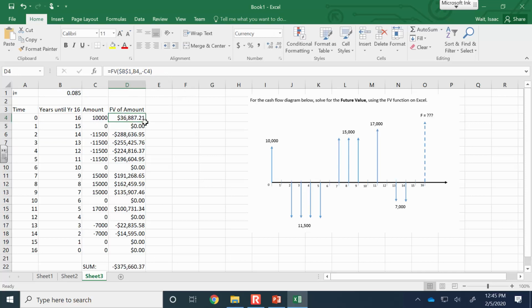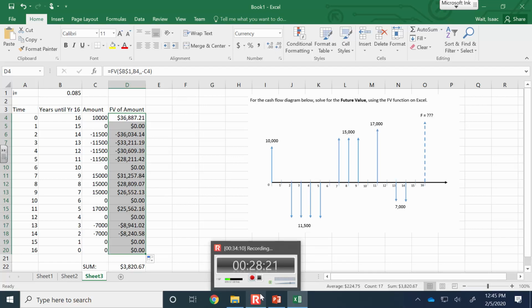All right. I really like using Excel for these financial calculations. It's almost more fun than doing it by hand, if that's even possible.